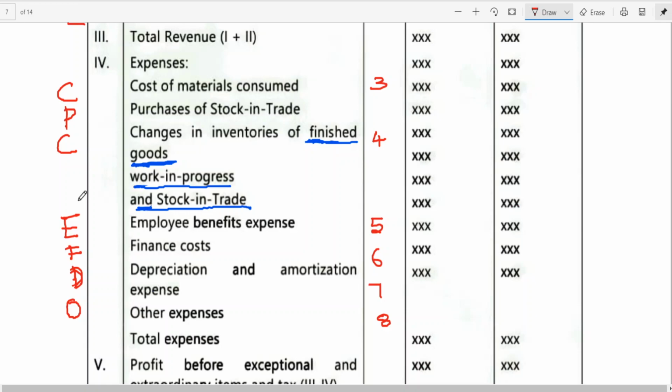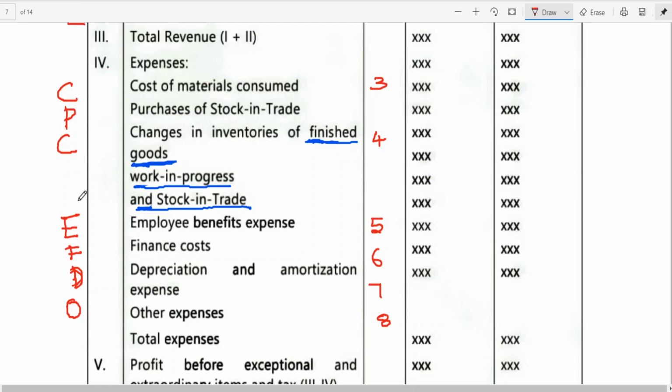Cost of materials consumed is generally applicable for manufacturing entities: opening stock of raw material, add purchase of raw material, less closing stock of raw materials, and that gives you the cost of material consumed. Purchase of stock in trade: if you are a trader, you buy stock in trade, and that is to be taken here.